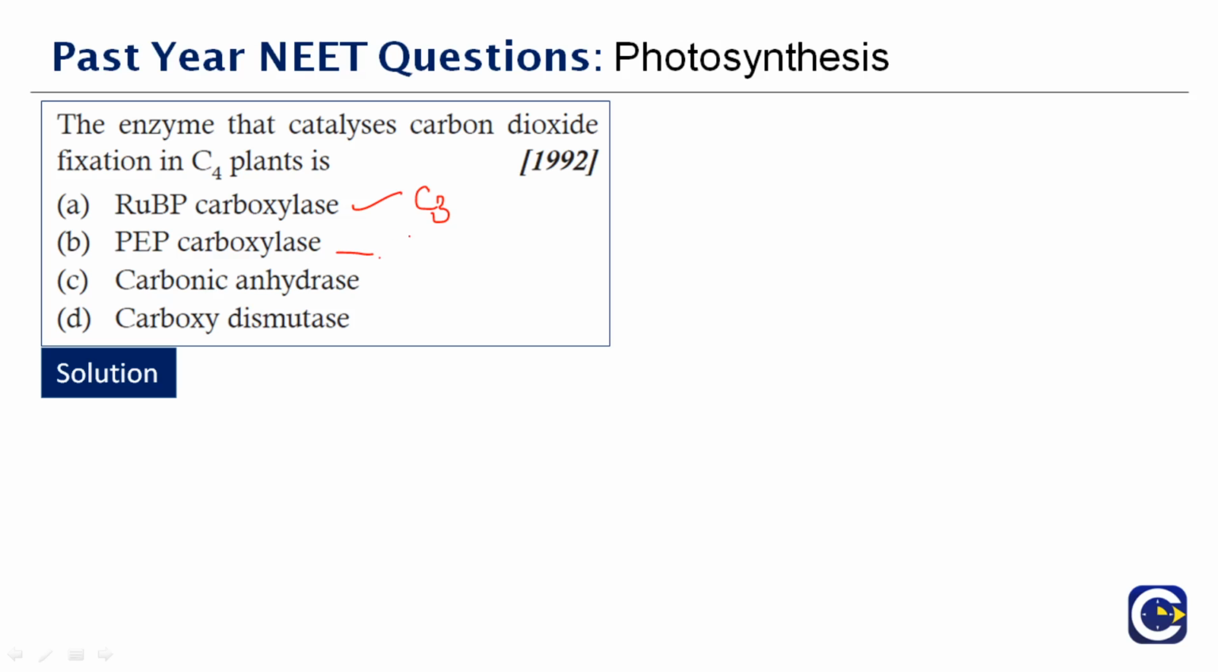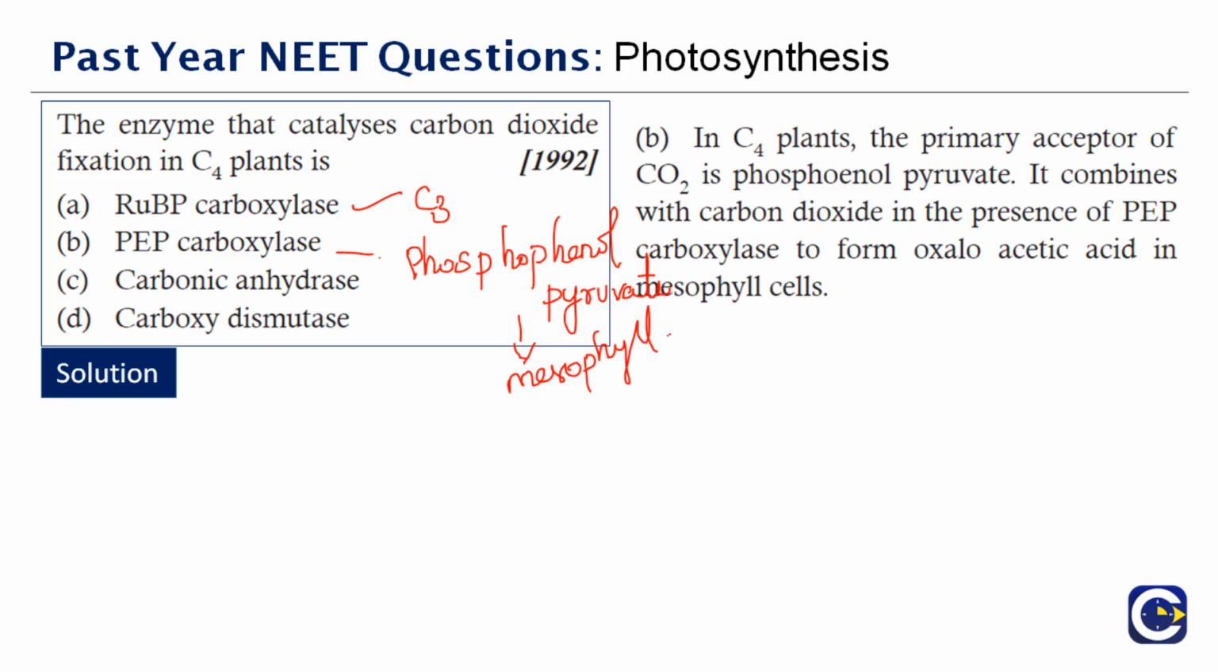This is the enzyme, but who will accept it? If you see, it will be phosphoenol pyruvate. Okay, it will be phosphoenol pyruvate. It combines with carbon dioxide in the presence of PEP carboxylase to form oxaloacetic acid, and that is found in mesophyll cells. Okay, therefore the correct answer to this question is option B.